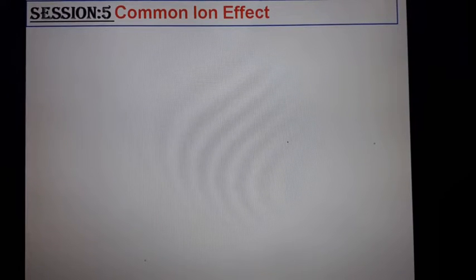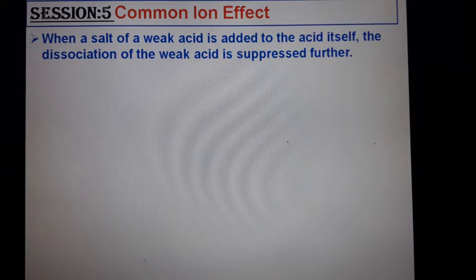Okay, students, now the lesson: Ionic equilibrium, session 5, common ion effect. When a salt of the weak acid is added to the acid itself, the dissociation of the weak acid is suppressed further. This is the concept of the common ion effect.